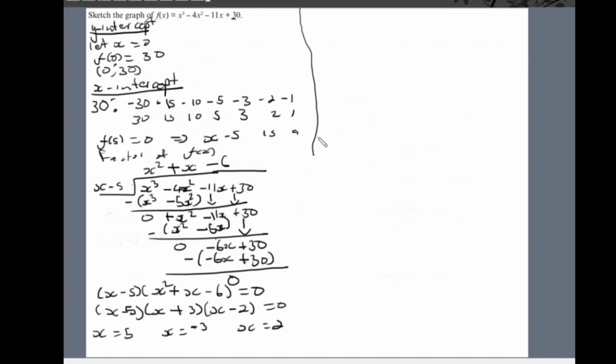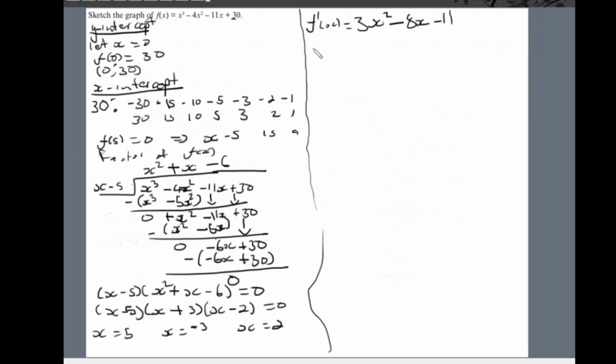What's next is to find the turning points, right? So now I need to find the turning points. To find the turning points, I will need to calculate f prime x, which, using the rules of differentiation, is 3x squared minus 8x minus 11, right? And then I will need to solve for f prime x equals 0, which is 3x squared minus 8x minus 11 equals 0, right?